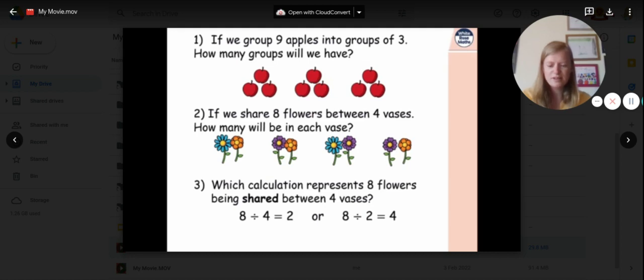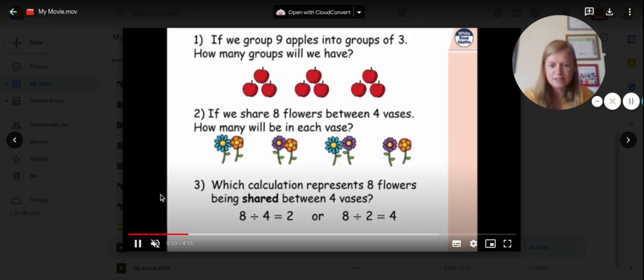Question 3, again, another sharing question. Which calculation represents 8 flowers shared between 4 vases? Is it 8 divided by 4 equals 2 or 8 divided by 2 equals 4? Yes, that's right. It's 8 divided by 4 equals 2. And that's because we were sharing 8 flowers between 4 vases. We're sharing, so the second number in the calculation is how many we are sharing between.